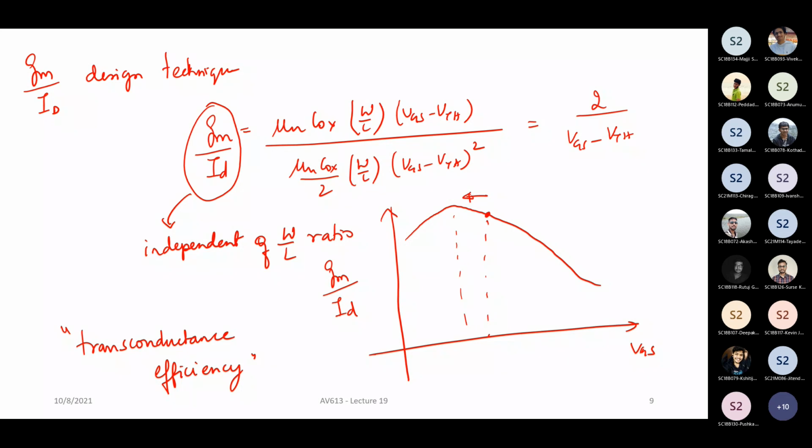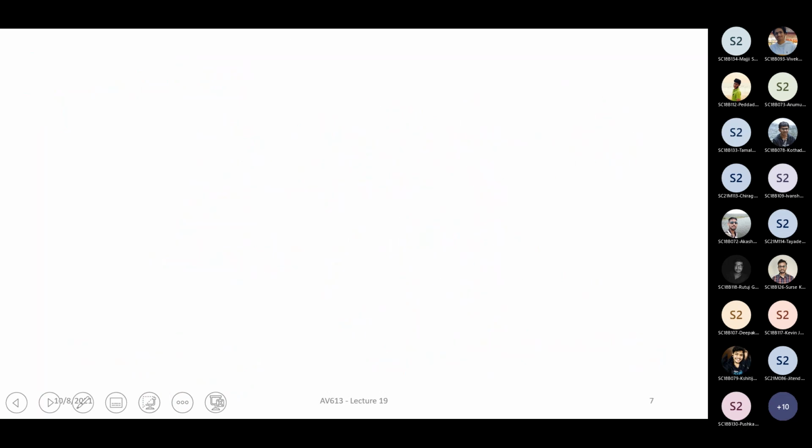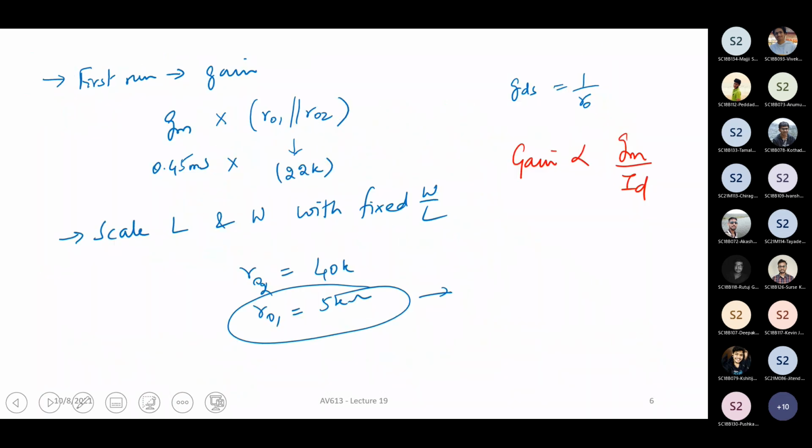There is some document on GM by ID design techniques. I will share that on the Moodle page. You can go through it. Everybody has their own style of design. There are people who really swear by this GM by ID design methodology. There are other people who use the kind of method that I told you about, using a lookup table and doing a design. Whatever it is, you can use.